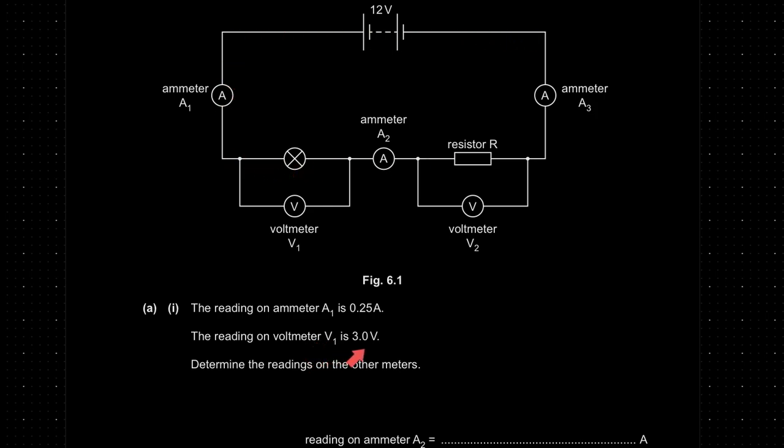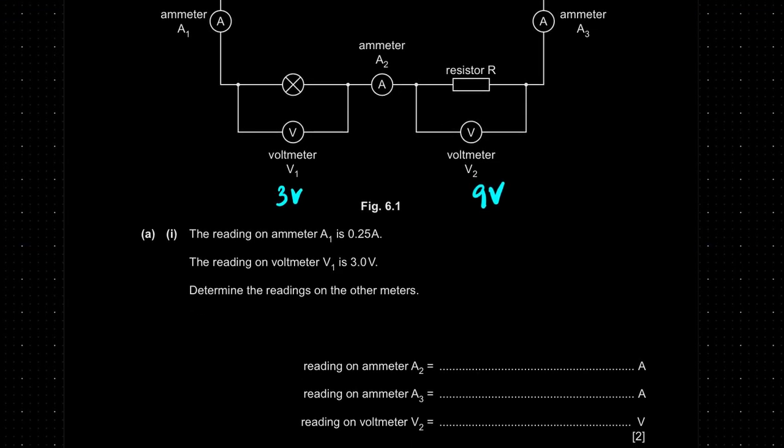The reading on the voltmeter V1 is 3 volts. So out of this 12 volts, 3 volts falls across this resistor. It also makes sense that if I apply the voltage division argument, the rest of the 9 volts must have fallen across the resistor R. Determine the readings on the other meters. So as we just discussed, ammeter A2 would also show 0.25 amperes. A3 would also show 0.25 amperes. And V2 would show 9 volts. Again, units are already given.